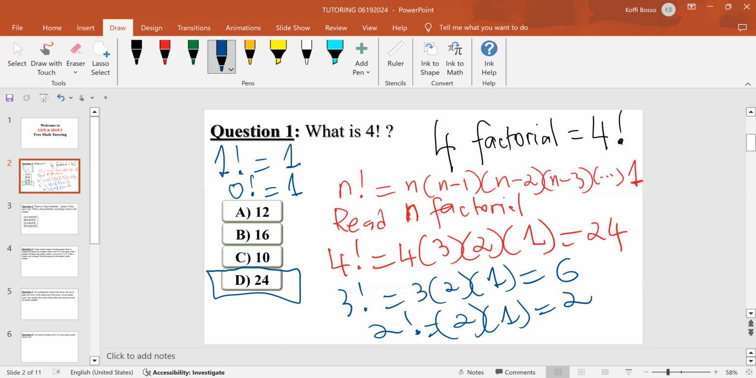D, 24. What happens if there is a negative 4 factorial? No, they will not give you a negative. For the factorial, it has to be positive. It has to be a positive whole number. Okay, let's continue.